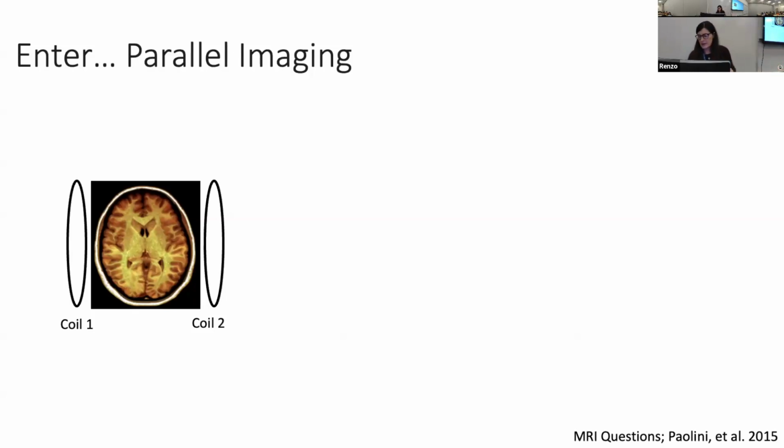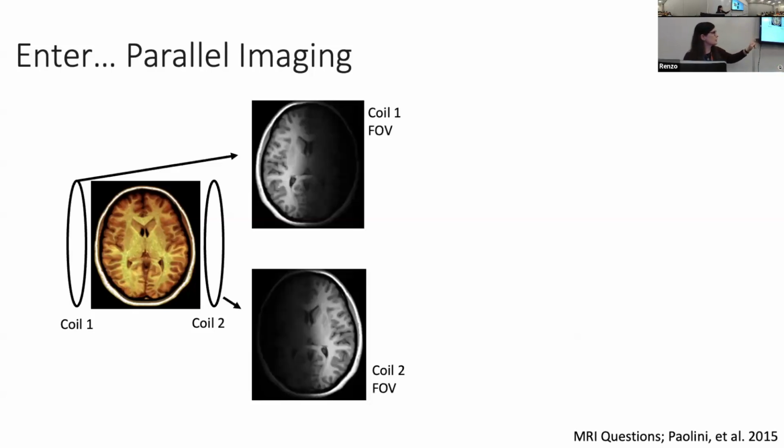So just to give you an example of this, this is a toy example, although coils like this have existed in the past. You can have smaller coils than just covering the entire head. And in this particular case, if you have one on the right-hand side and left-hand side of the person's head, those coils are actually more sensitive to the side that they're actually closer to.